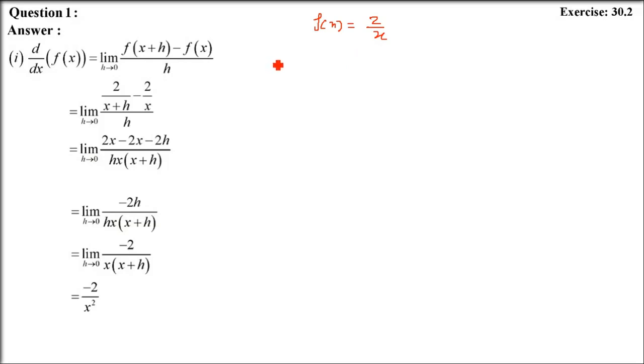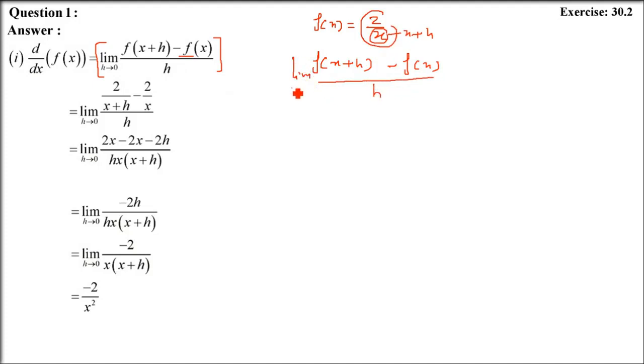All the questions have multiple sub-questions. This is the formula which we are going to use, this is the relation which we are going to use in each and every solution. What you have to do is f(x plus h). Wherever you see x, put x plus h. So f(x plus h) minus f(x), divided by h. Now limit apply.